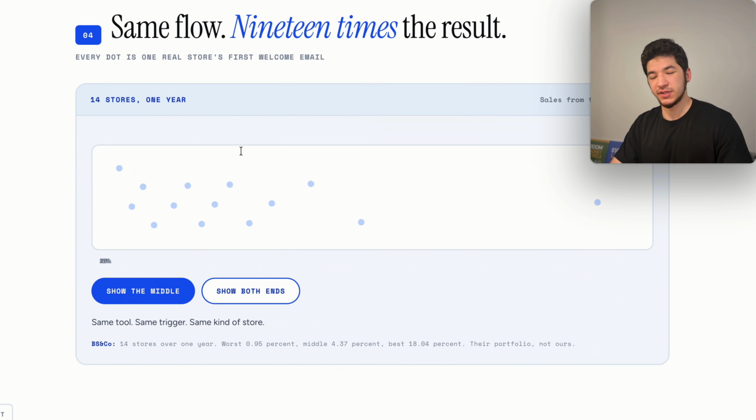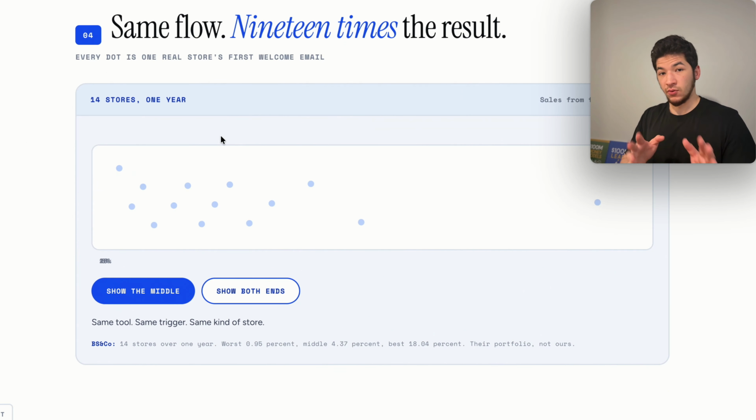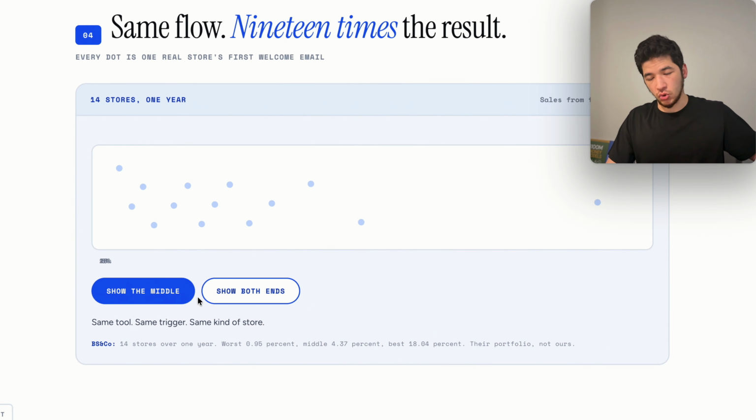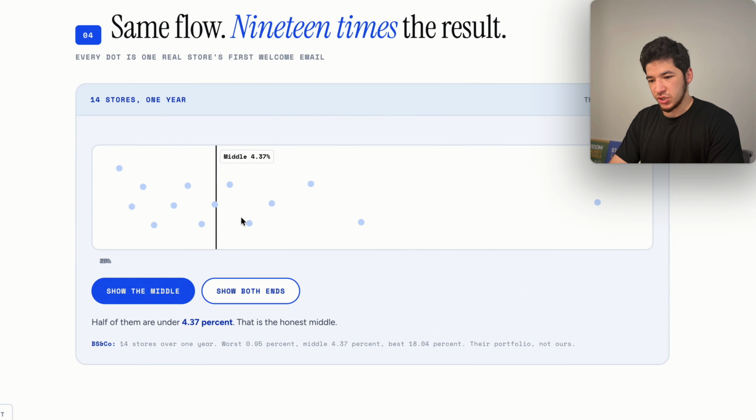I'm going to also show you this graph. This is directly from Klaviyo and from OmniSend. This is a company called BS & Co. They made this study, and essentially they analyze the middle ground, so the average store that makes money with welcome email. They analyze the worst store and they analyze the best stores that make the most amount of money with welcome emails. If we take a look at the average, it's about here. The middle is here. It's 4.37% of the entire list. That's how many people convert.